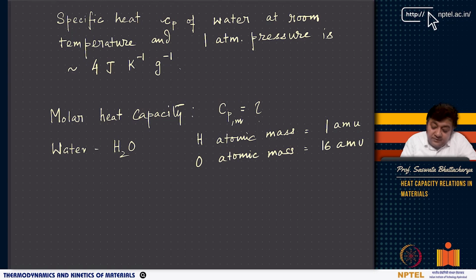Now, if I ask you what will be its molar heat capacity, what will you do? You are talking of the water molecule H2O. There are 2 H atoms and 1 O atom in one molecule of water. And as you know, H has an atomic mass of 1 atomic mass unit, or you can convert it to grams, then it becomes 1 gram. And oxygen has 16 grams. So basically, the molar mass of water in grams is 18 grams.